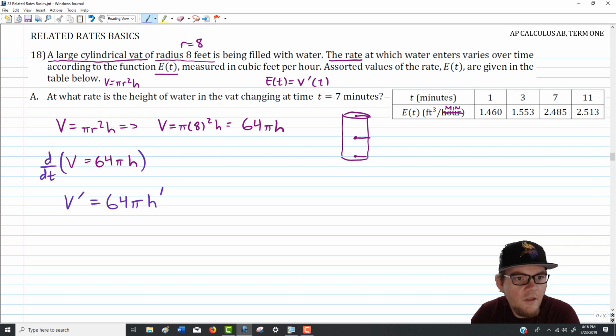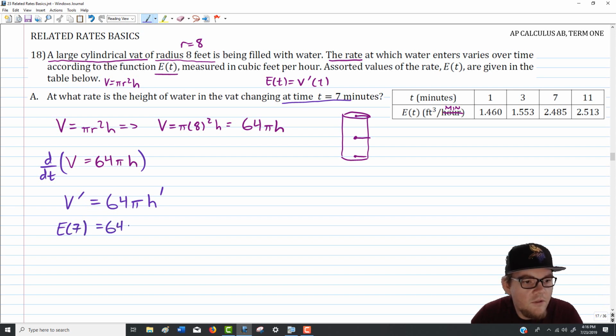Now, as far as information provided, remember we said that E of t is the equivalent of V prime. It's telling us the rate at which water is entering the tank, or the vat in this case. So basically what we're looking for here is the volume's rate of change at time t equals 7. Well, that's going to be the equivalent of E of 7. And that means E of 7 is going to be equal to 64 pi times h prime. Wrapping this up a little bit, E of 7, it says right here, is 2.485.